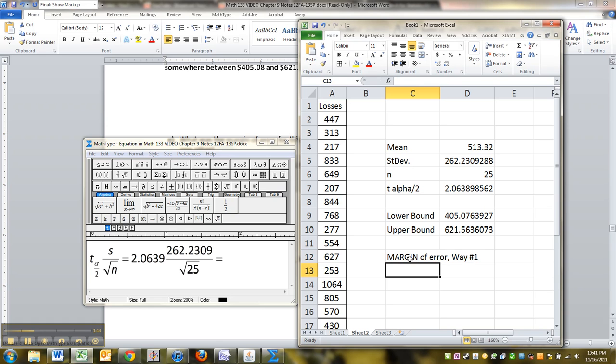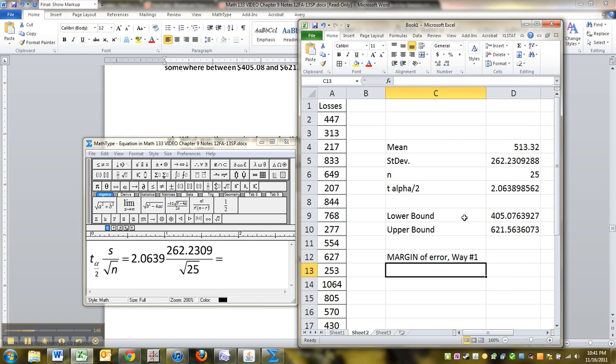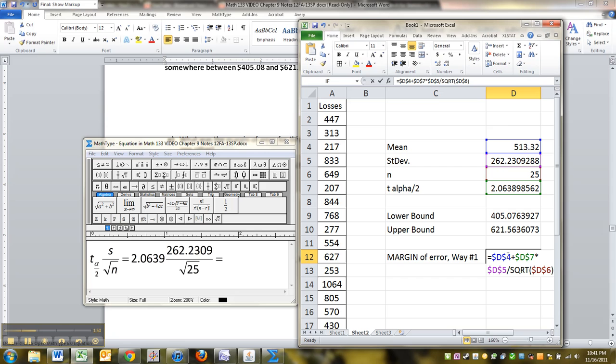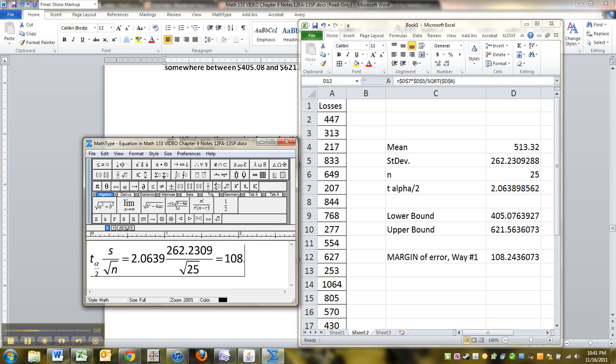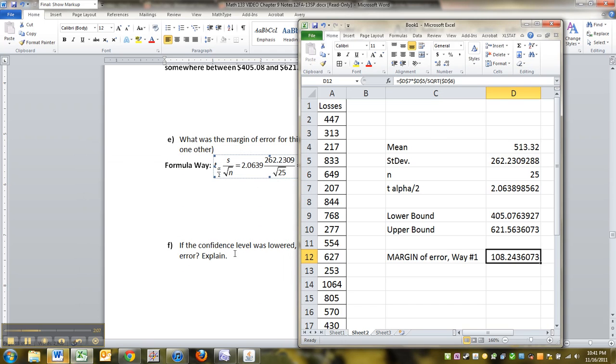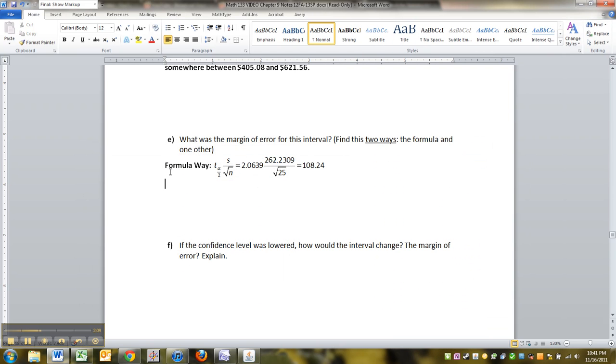way number 1. Okay, so what you can do is take the formula that we built, put it right here, and realize that it's the same formula but without that original x bar in the beginning, which is cell D4 in our example. So if you delete that and press enter, then you'll have the margin of error, which is 108.24. Okay, now that's the formula way, but there's another way. You can do it the subtraction way.